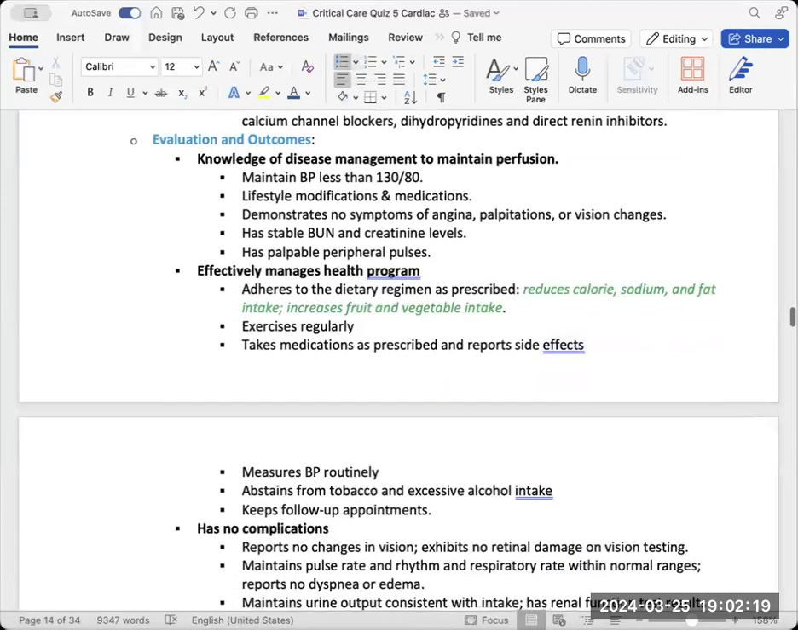And we know all about our other blood pressure medications. We know that our goal is that the patient has knowledge of the disease management, right? So that they keep their blood pressure less than 130/80, that they have good lifestyle modifications, they have good dietary habits, right, of low sodium, and they make sure they exercise and reduce their weight.